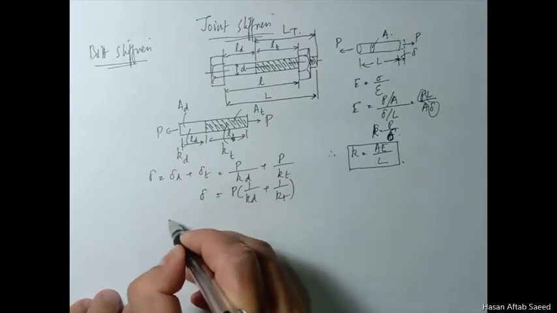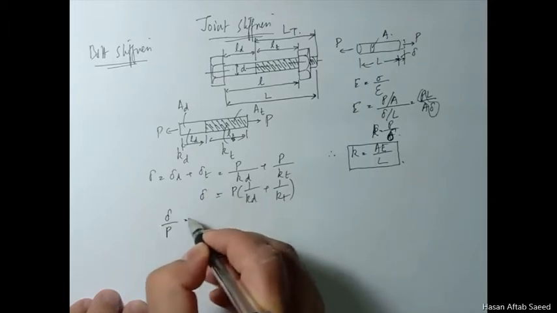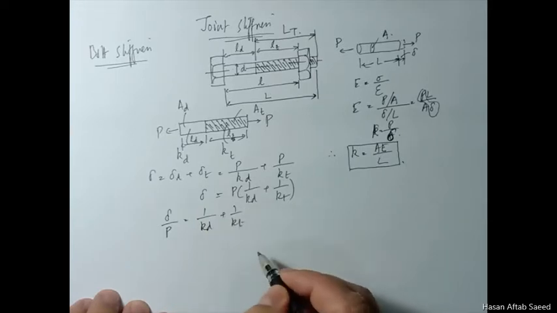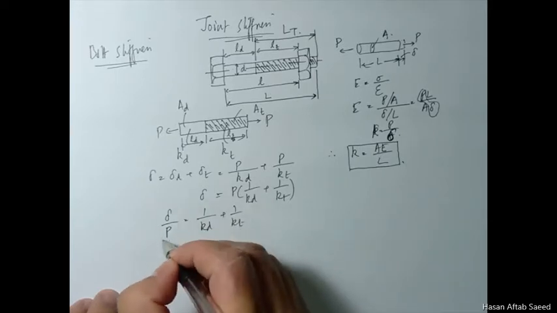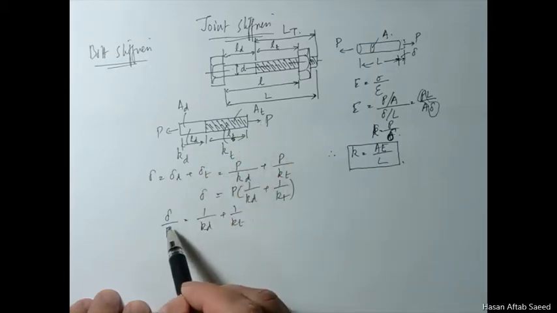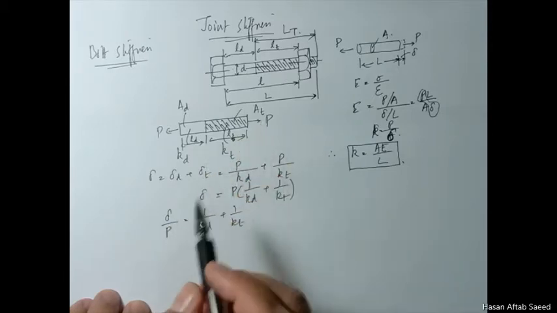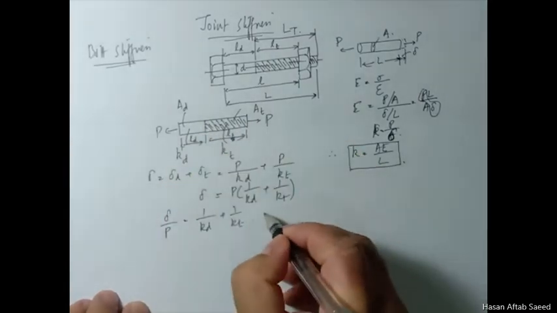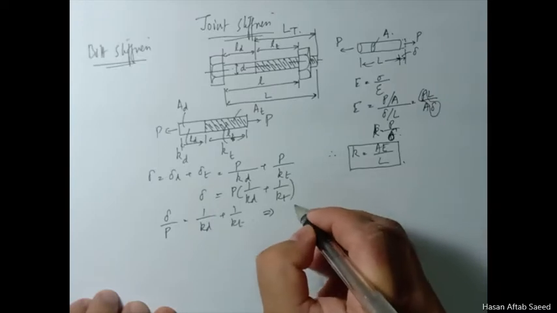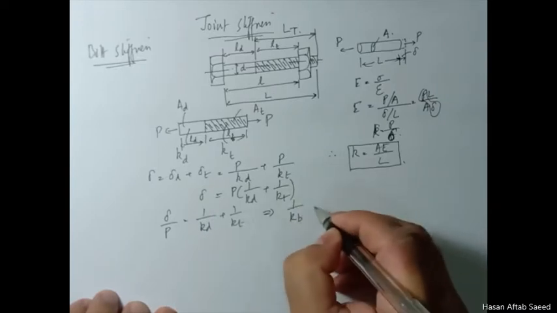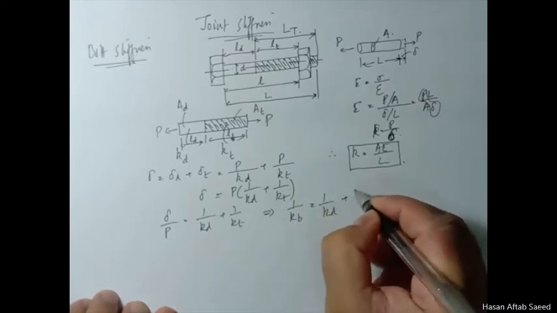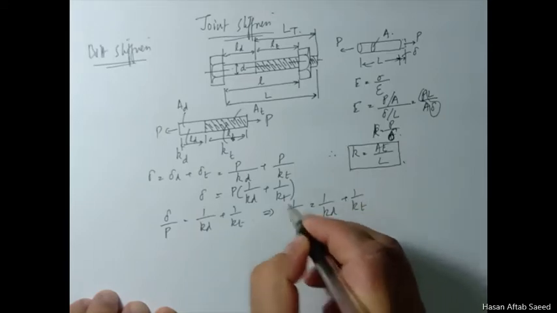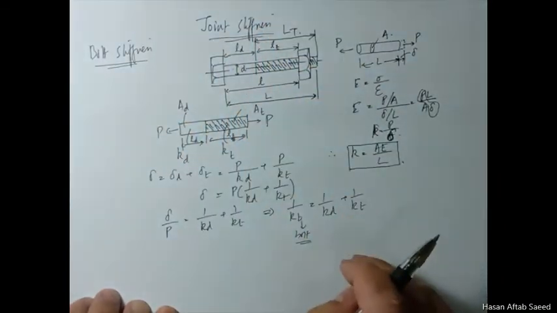Now this over this becomes, and what is this but the reciprocal of the stiffness of this whole arrangement, that is the bolt. Therefore you can write it like this: 1 over KB is equal to 1 over KD plus 1 over KT. Here B stands for bolt, stiffness of the bolt. It's the whole combination of unthreaded and threaded.